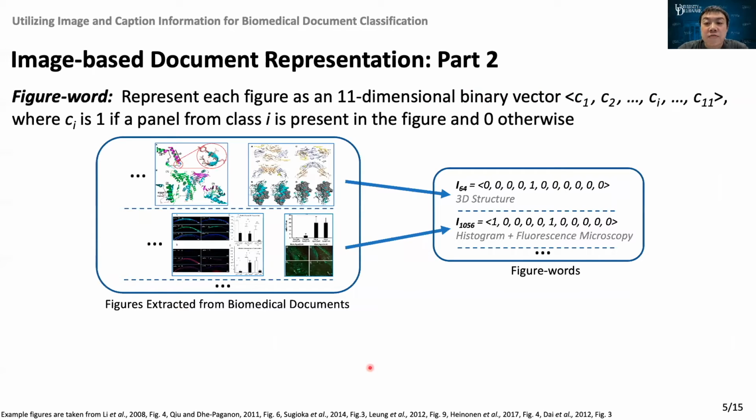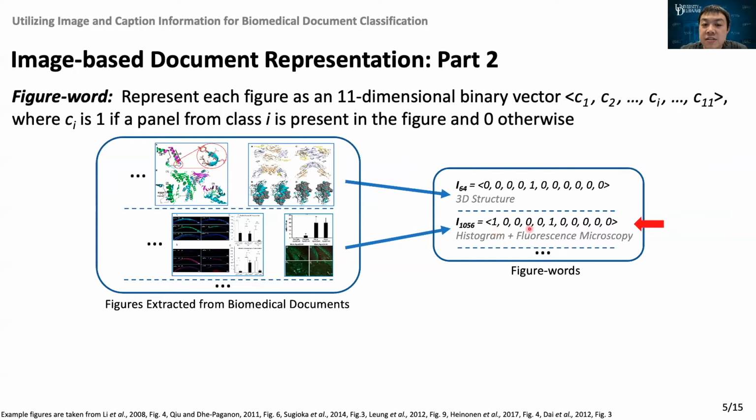Once the class label of each panel is obtained, we represent each figure as an 11-dimensional binary vector, C1 to C11, where Ci is 1 if a panel from class i is in the figure and 0 otherwise. This figure shows a process for converting figures into their corresponding figure words. For example, figures consisting of histograms and fluorescence microscopy panels are converted to this vector.